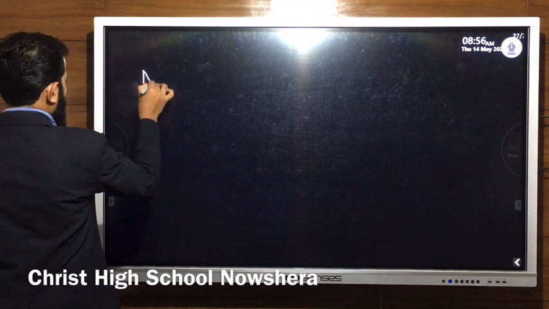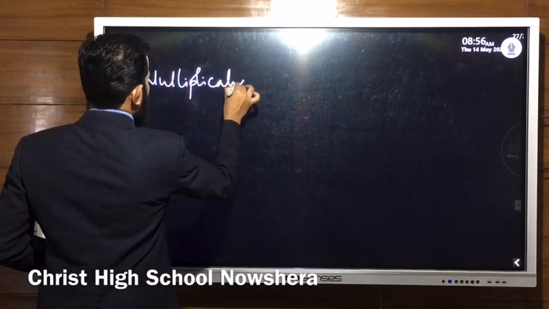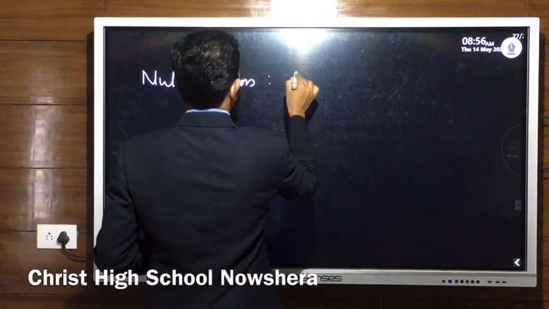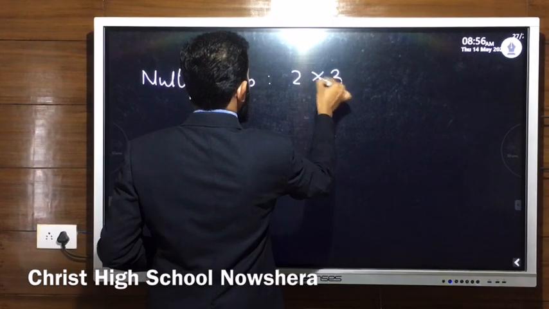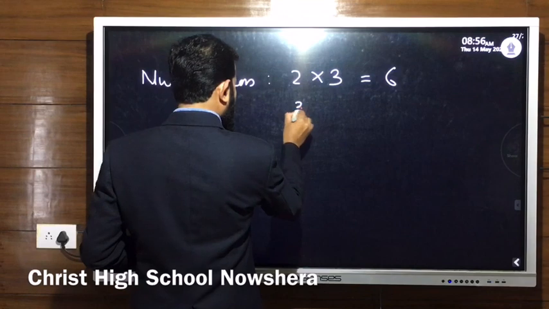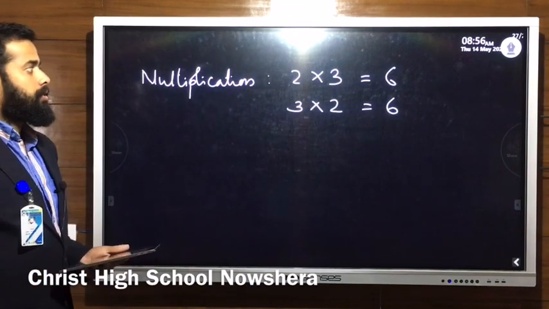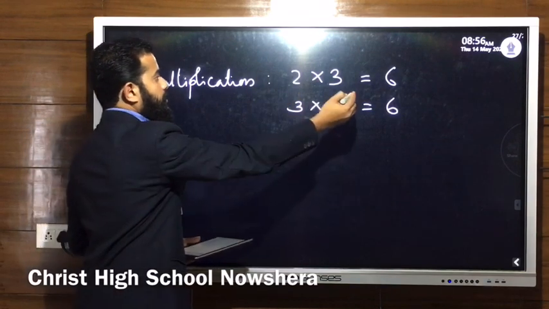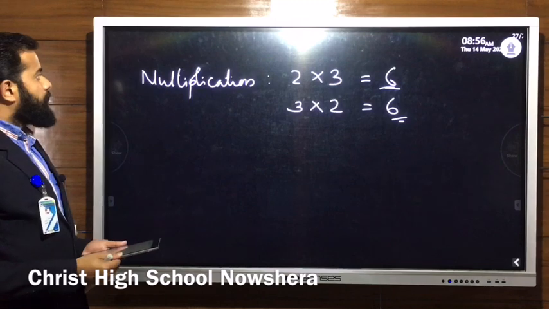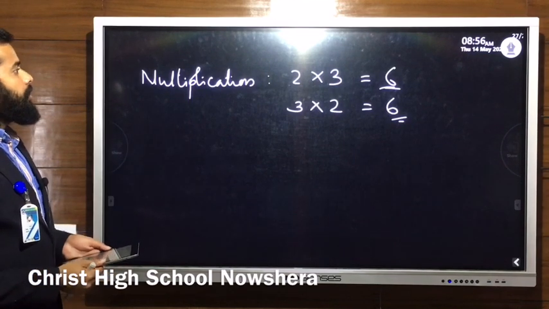Next is multiplication. 2 into 3 is equal to 6. 3 into 2 is also equal to 6. So whether we interchange the numbers, the result remains the same. So whole numbers are obeying the commutative property under multiplication.